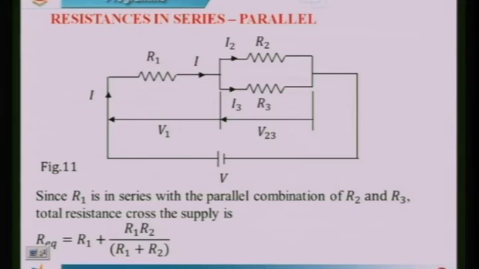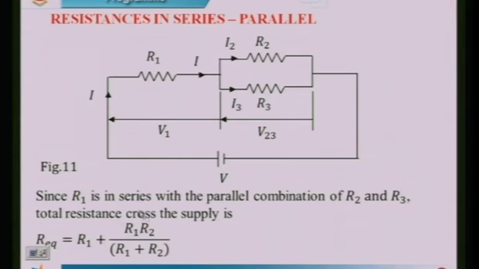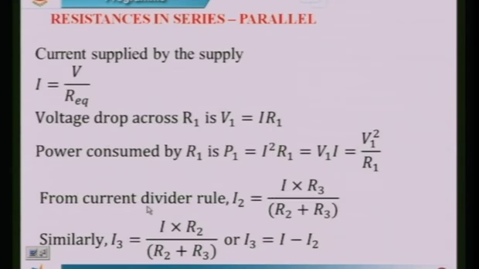In that respect, here you see a series parallel circuit. This is a series resistance and these two are in parallel. These two can be combined to have one resistance. That is nothing but R2 and R3 can be replaced by R2 R3 divided by R2 plus R3, and the total resistance will be R1 plus R2 R3 divided by R2 plus R3.